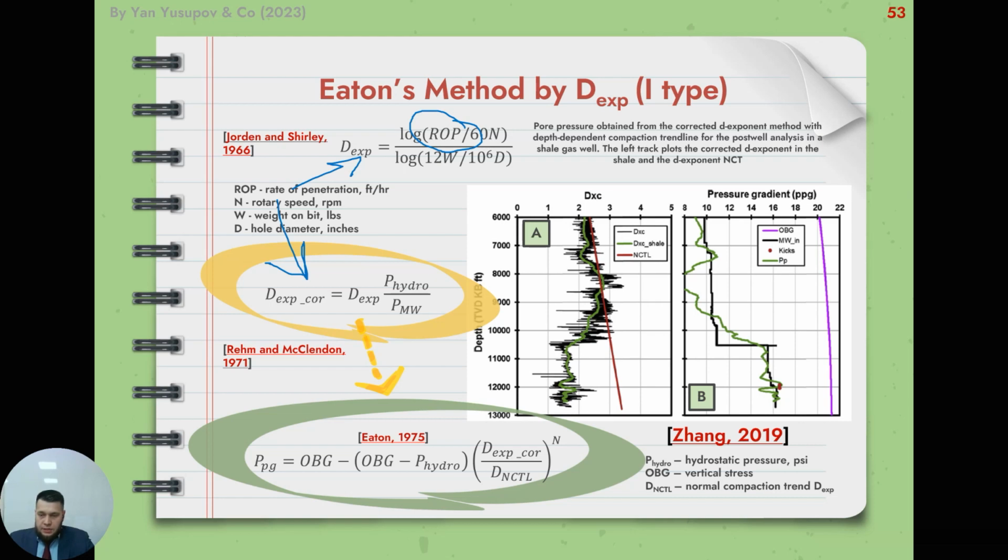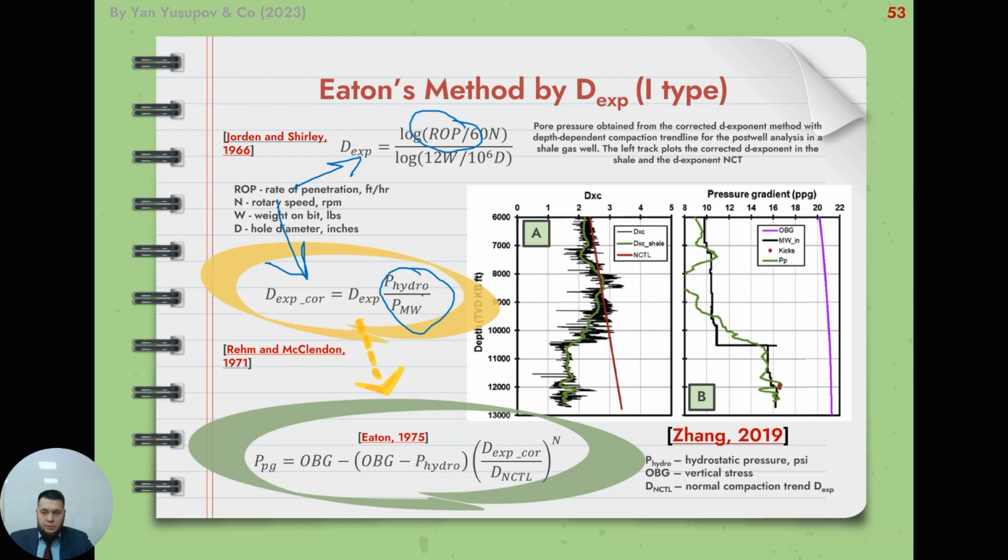But the d exponent is also dependent on differential pressure. That is the difference between mud weight and pore pressure. Okay. The d exponent needs to be corrected to reflect the change of mud weight. This is shown by the yellow light.